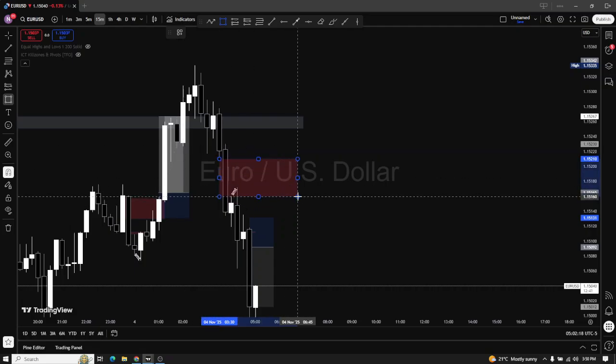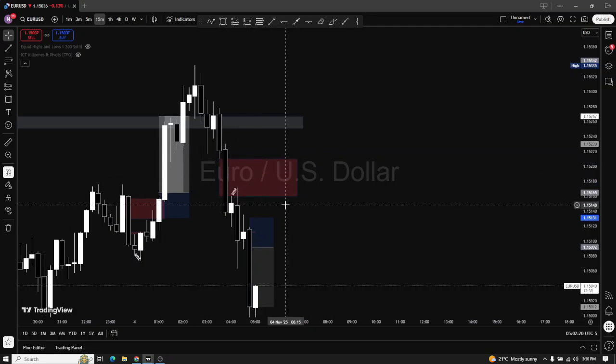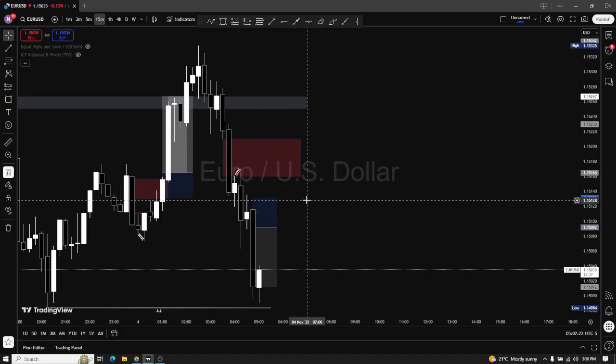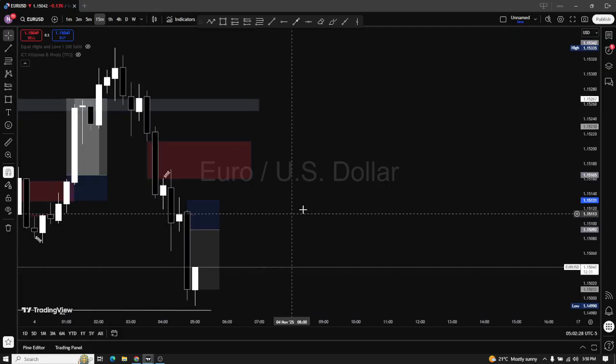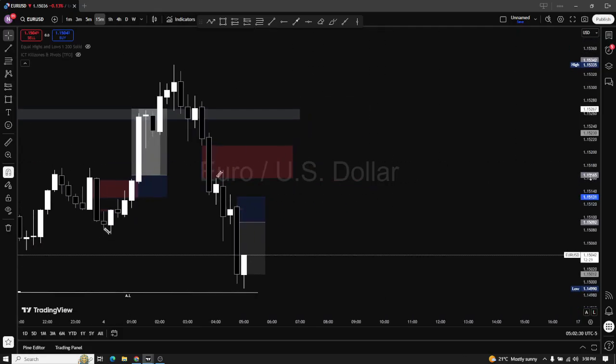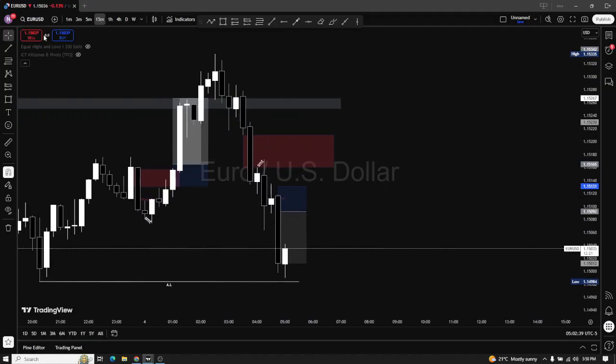Let me mark it out. Once the market taps into this imbalance over here, this fair value gap, what we're gonna do is we're gonna shift into lower time frame. I'm talking about this Forex market. So if you guys are trading futures, you can do relative pairs like NQ with ES. Right now I'm doing Forex, so I'm going to compare Euro USD with DXY, US dollar index.